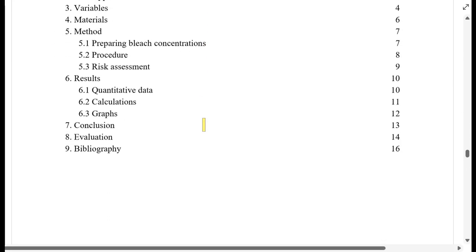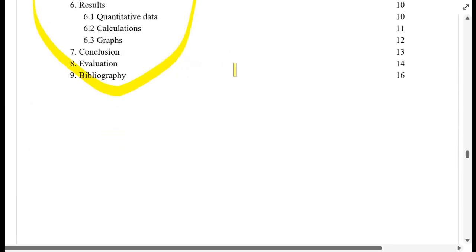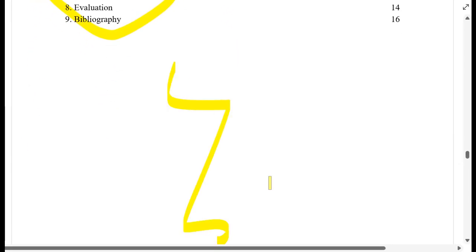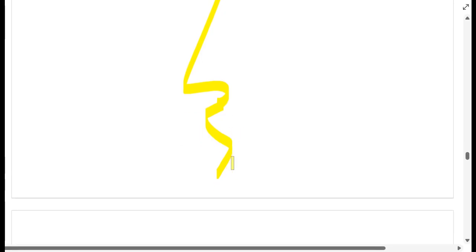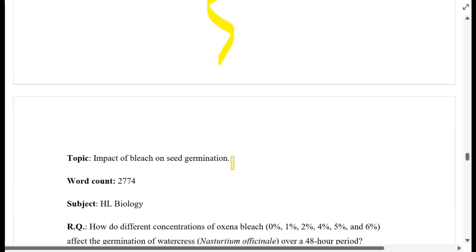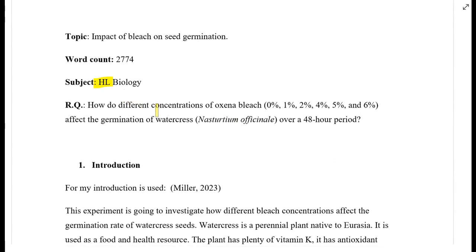Now, as I've said for other students, you do not need a table of contents. You do not need all this dead space here. However, if you've got words left over from your 3,000 word count, it doesn't do any harm. But if you're being pressed to compress everything to 3,000 words, you can lose it. Looking here, you do not need to be saying HL because it's the same for standard level and higher level. Get rid of that.